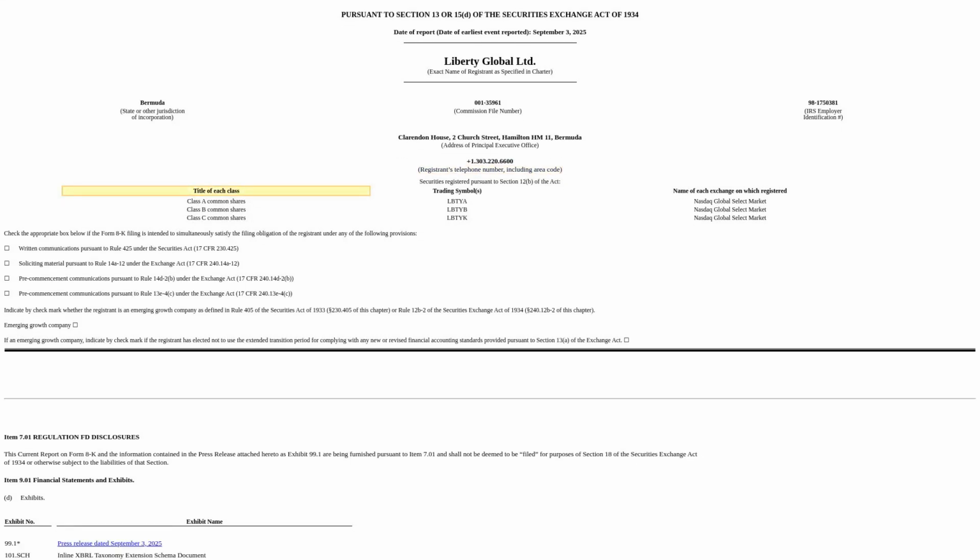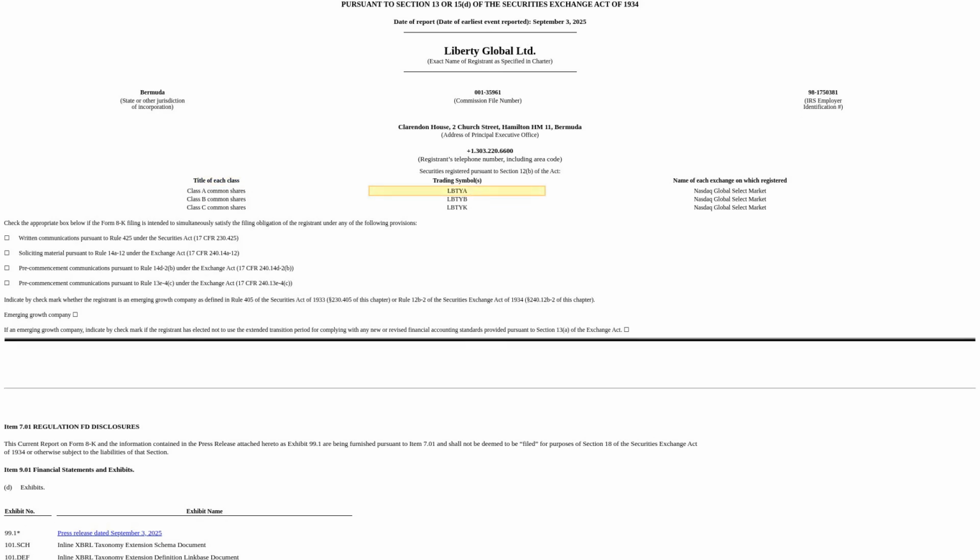And here's where it gets more concrete for investors. This table lists the company's securities that are traded on public exchanges. For Liberty Global, we see Class A, Class B, and Class C common shares. The important ticker symbols are here too. LBTY is for their Class A shares, LBTYB for Class B, and LBTYK for Class C. If you're looking to trade Liberty Global stock, these are the codes you'd use on the Nasdaq Global Select Market, which is a pretty major stock exchange. It tells you where you can buy and sell pieces of the company.